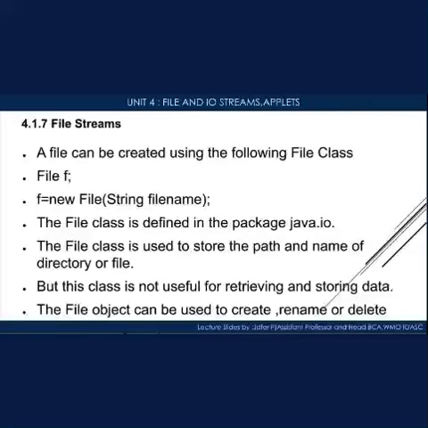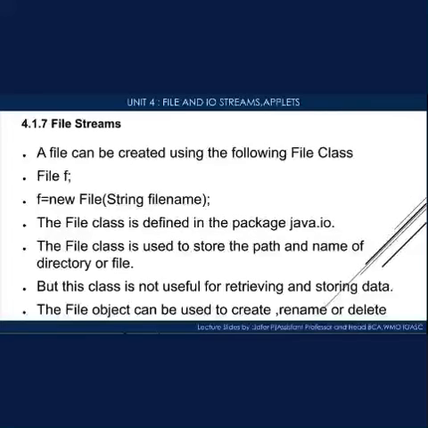The File class is used to store the path and name of a directory or file. So you can give a file name itself or you can give a file name along with its path or location. But this class is not useful for retrieving and storing data. The File class cannot be used for retrieving and storing data.